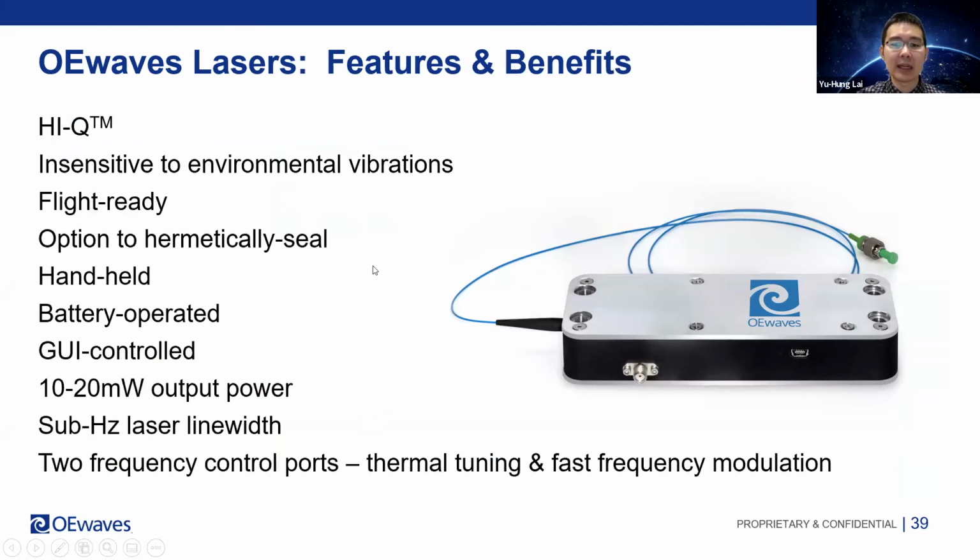The size of the laser is very small, so it can be handheld and battery operated. That means we can use a battery to power our laser and further reduce the low frequency drift from the power source. It can also be GUI controlled and directly controlled by the computer. We provide 10 to 20 milliwatts of output power and a suppressed laser line for output. We can also provide the option of two frequency control ports, thermal tuning and phase frequency modulation, so this laser can be locked to reference sources if necessary.